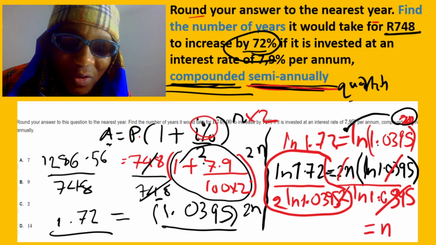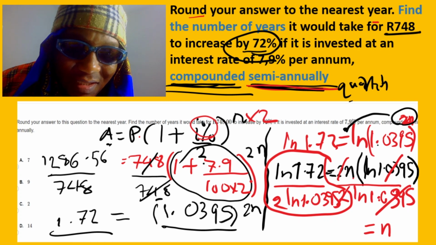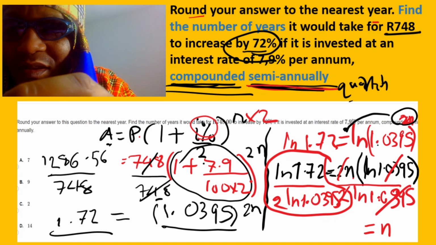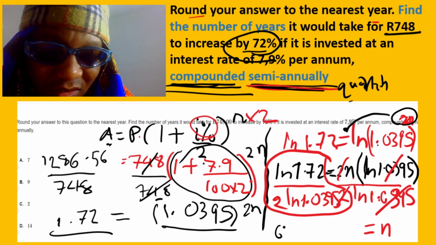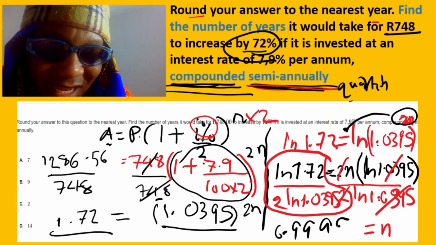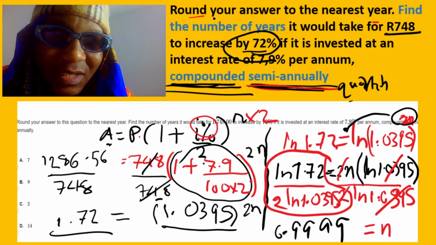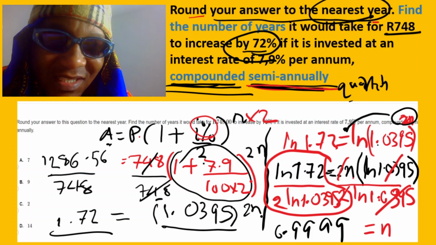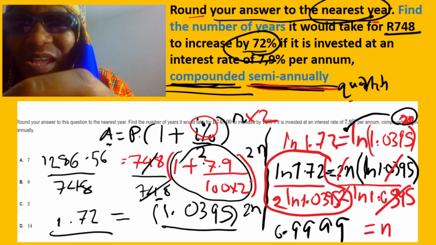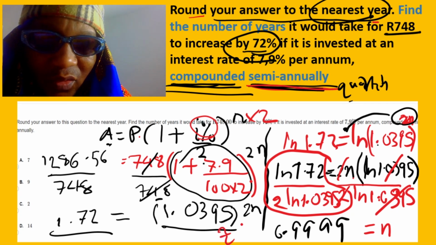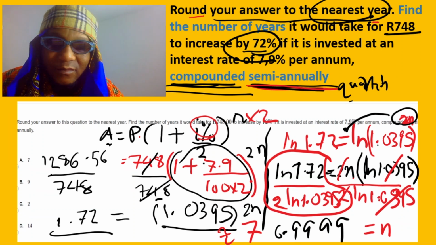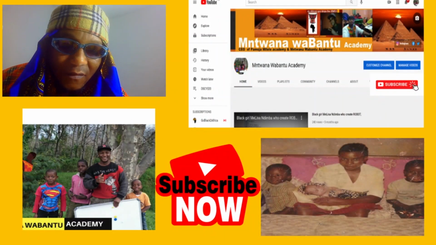they say you have to approximate. Look at this question here. They say our answer is going to be equal to 6.9999. But look, it says round your answer to the nearest year. So to the nearest year, 6.99 approximates to 7. So the answer is equal to 7. So that's how you do it.